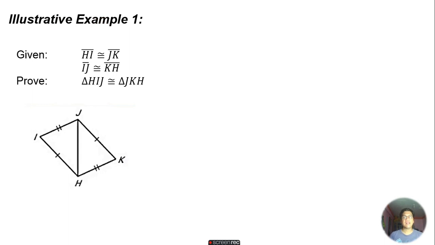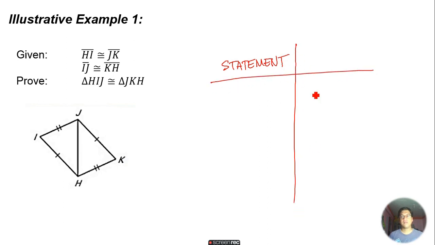Now let's write two-column proofs. The first thing to do, again, is that you are provided already with the given, the proof statement, and then the figure. Now what we're going to do is make our table. So the first column is the statement, draw the table, and then the reason. Now how do we do this?